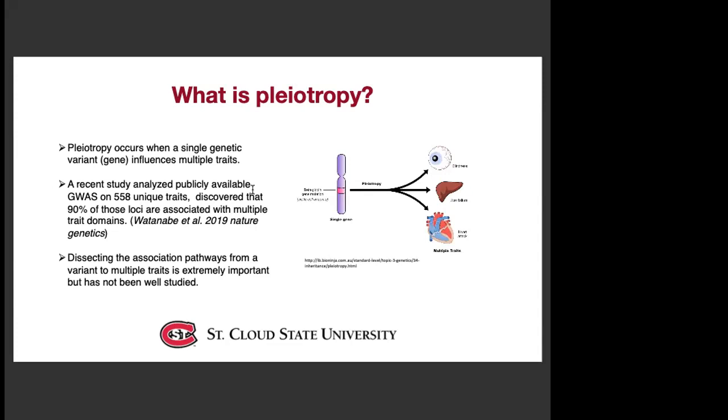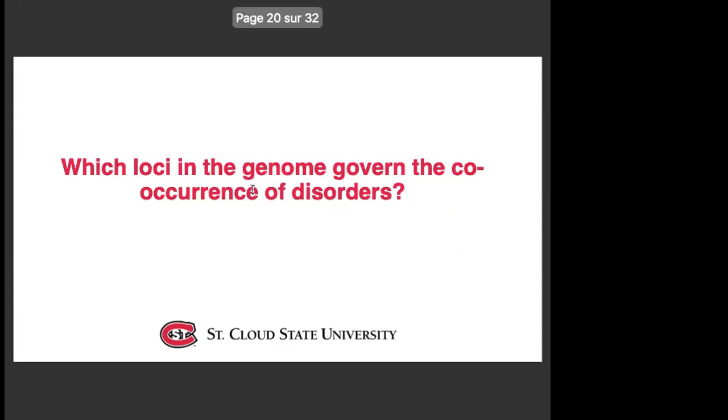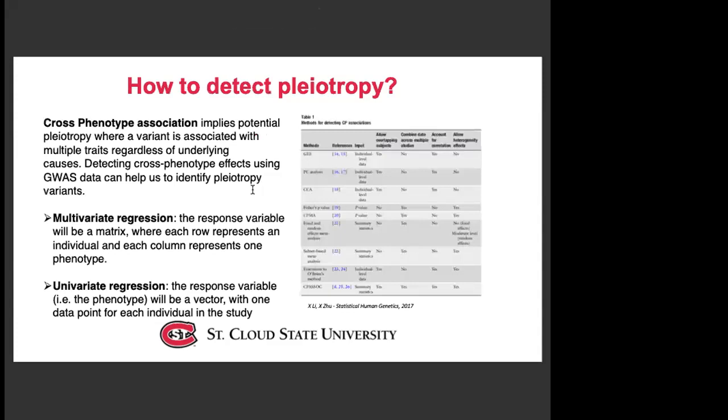We are interested because when we do GWAS studies, we found that many SNPs are associated with more than one trait. Some genes are associated with height and other traits. So we want to know which SNPs are associated with more than one trait and why. So that's the next topic. We are looking at which loci in the genome govern the co-occurrence of disorders. So how can we detect them?